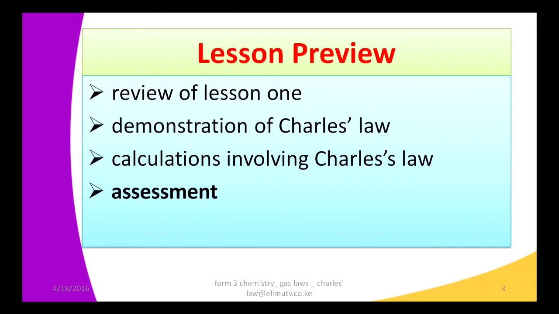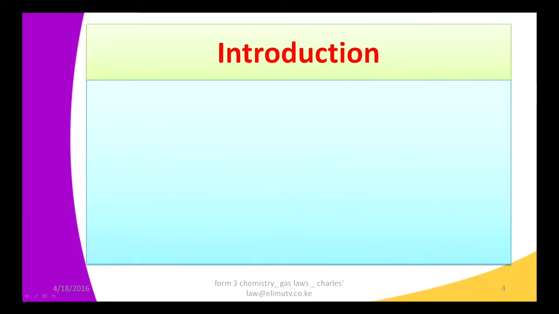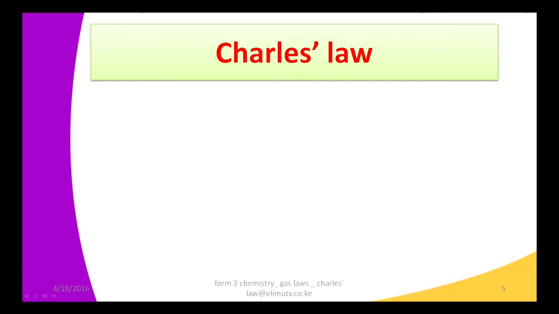Now, let's start at looking at what Charles' law is. But before we go to this, how did we relate the first law that we discussed, Boyle's law? We said Boyle's law relates pressure and volume when one of the parameters is kept constant. And this parameter is temperature. Boyle's law says, provided temperature is kept constant, the volume of a fixed mass of a gas is inversely proportional to its pressure. So you see in this case, temperature is kept constant.